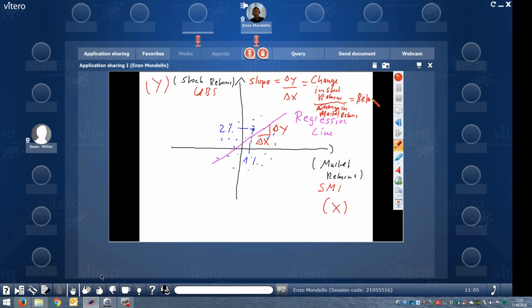So the beta is therefore a sensitivity measure which tells us how much the stock return will change due to a change in market return. So for example, if the beta of the UBS stock is 1.2 and the market return goes up, let's say by 2%, then we can expect that the stock return of UBS will increase by 2.4%. Sean, did I answer your question about the beta? Okay.